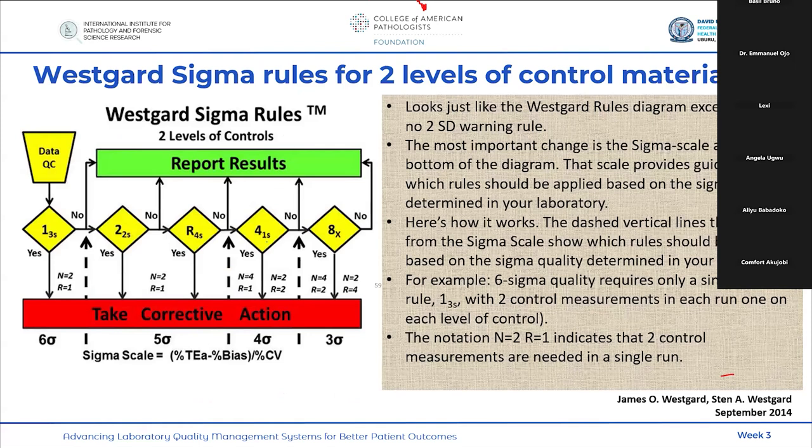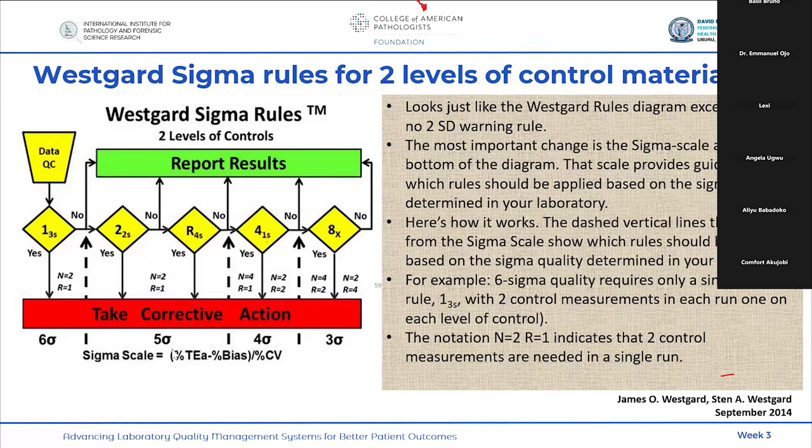So this is an example of Westgard sigma rules for 2 levels of control. Now, what this means is that if the lab is operating a 6 sigma scale laboratory, you need only one Westgard rule to decide whether to accept your results or not. So if you look at this, you apply only the 1,3S rule. If the 1,3S rule is violated, that is yes, you need to investigate and take corrective action. If the answer is no, you simply report your results.